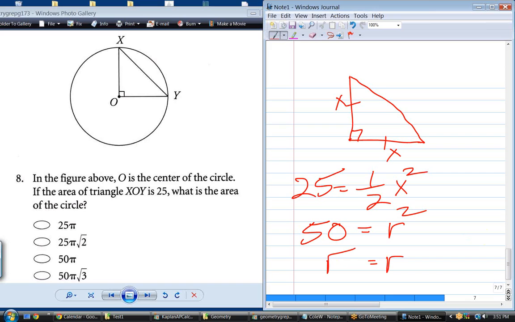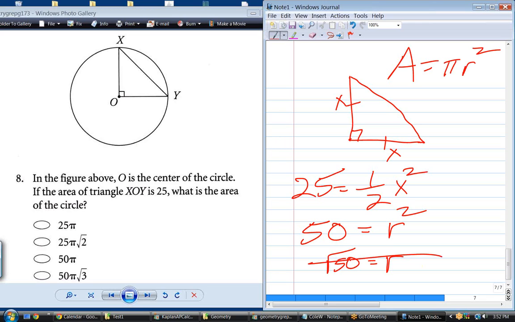Mm-hmm. Now, normally you would have to simplify that. You wouldn't want to give an answer as square root of 50 because that's not simplified. That should be 5 root 2. But in this particular case, since they're asking for the area of a circle, and the area of a circle is pi r squared, we don't really need to solve for r. We just need to solve for r squared, which we did in the previous step.